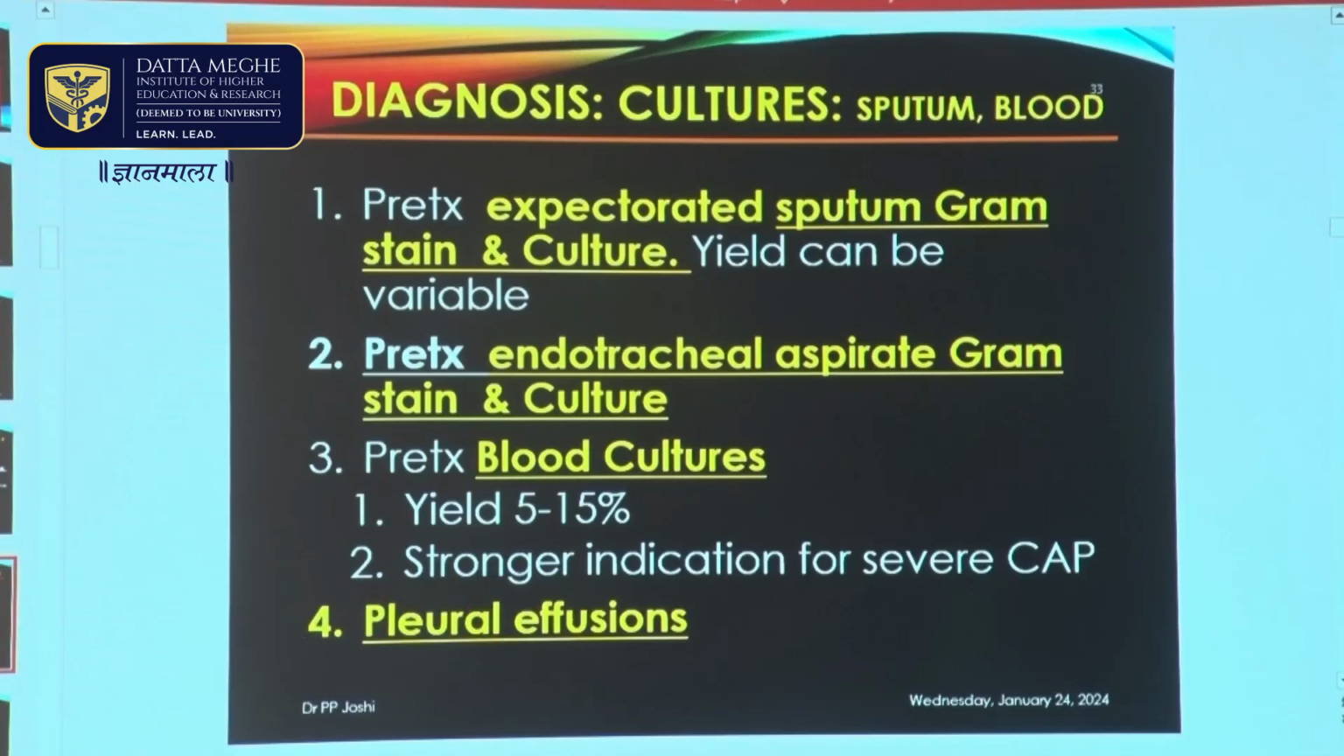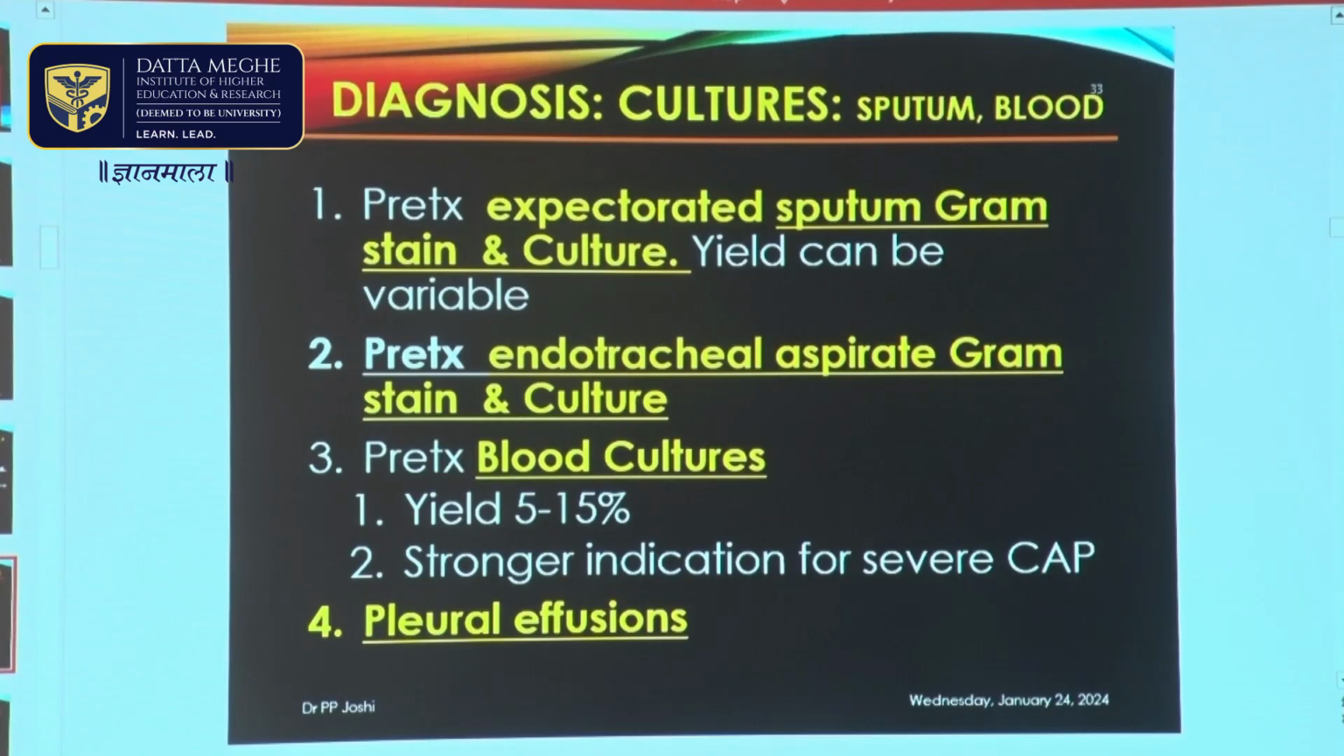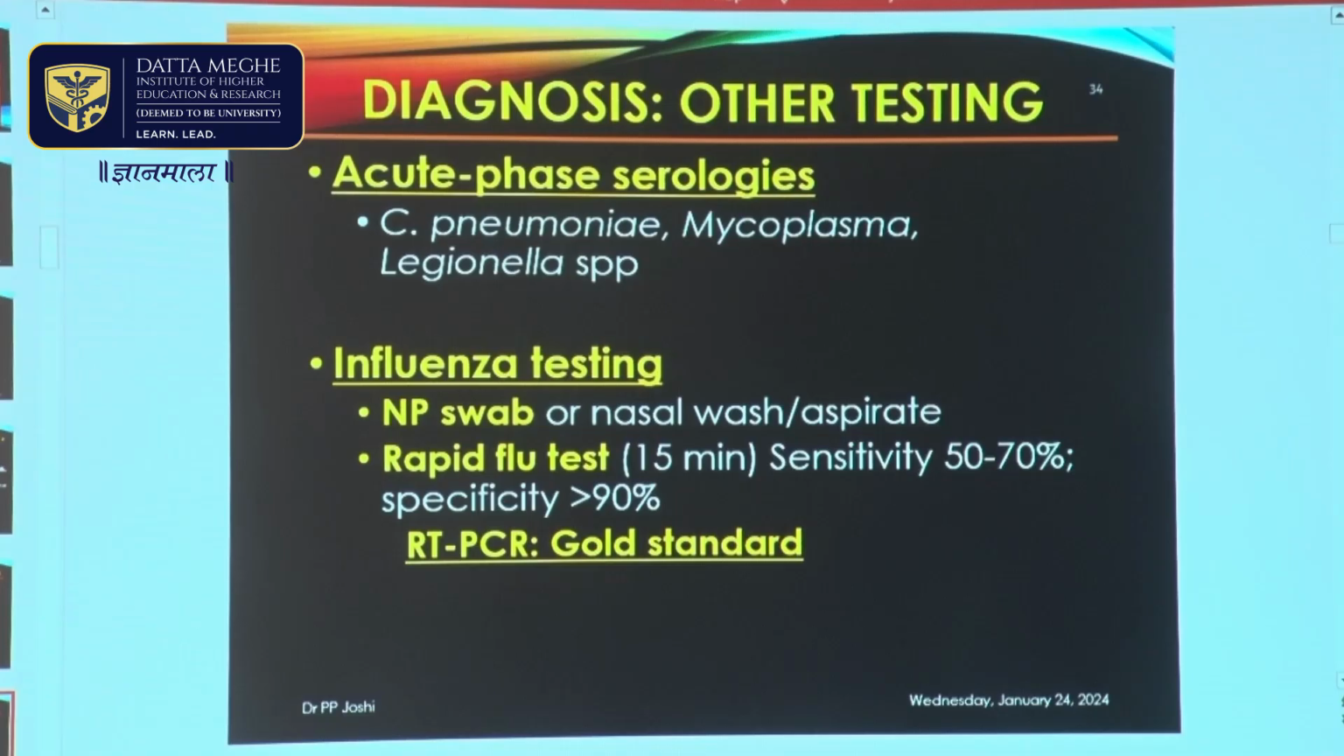For diagnosis, culture of the sputum and blood is important. Pre-treatment expectorated sputum examination for gram staining and culture can be done, but the yield is variable, and many times no organism or contaminated organisms could be grown. Pre-treatment endotracheal aspirate and gram staining can be done. Blood culture yield again is very variable, and if there is a pleural effusion, that can be sent for cultures.